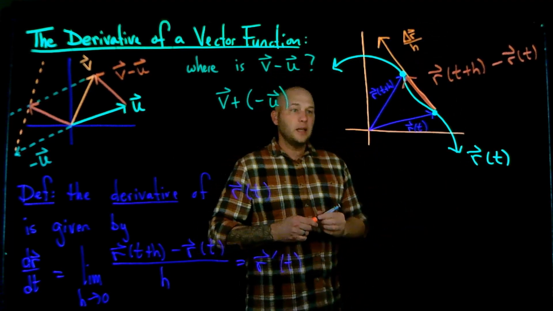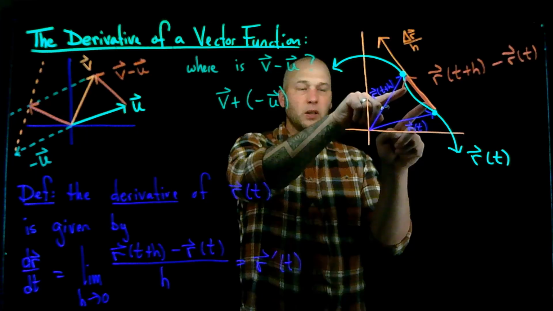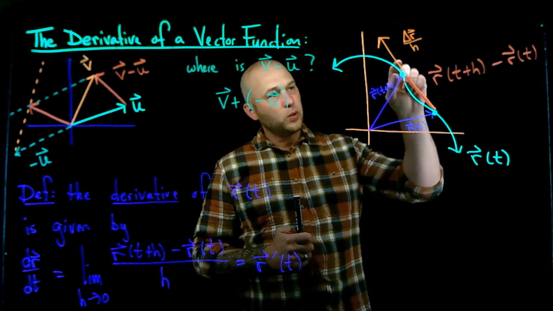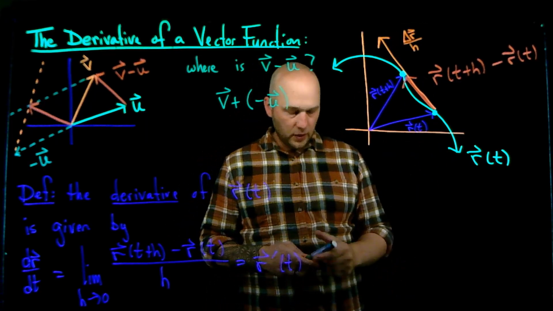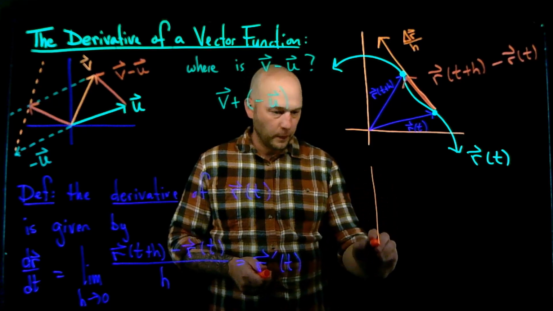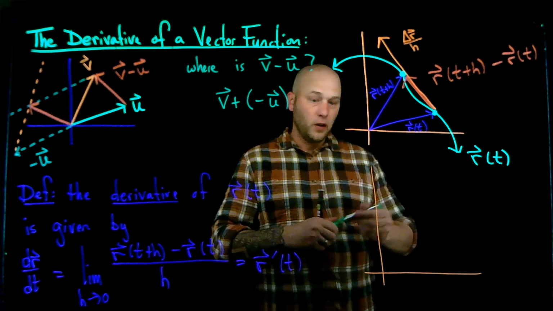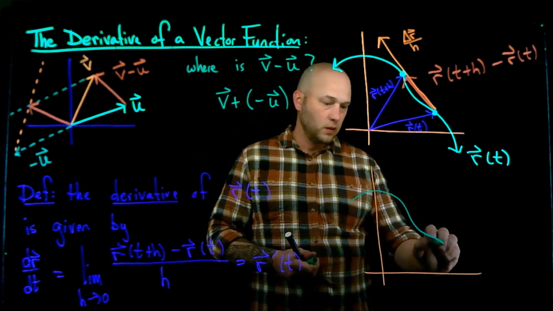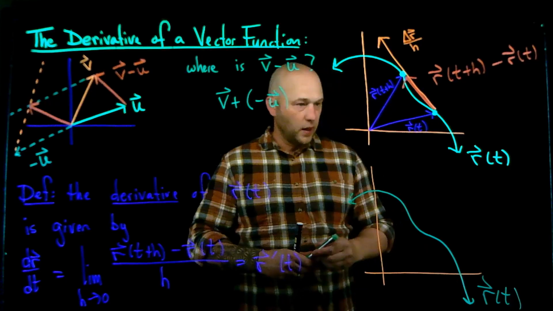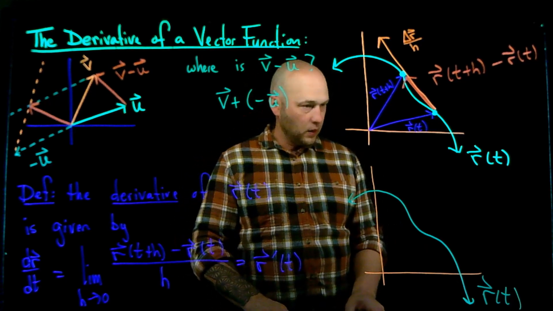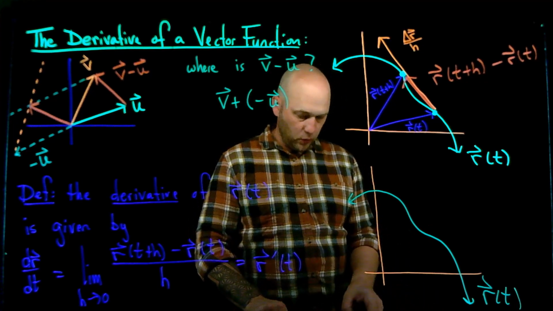Okay, and the idea is as h goes to 0, these two terminal points are going to get closer and closer together, and what's going to happen as h goes to 0, this orange vector here is going to be tangent to the curve. And so if I redraw it down here, I have that same sort of curve here for r of t. What's going to happen is, let's say this is my point right here. Let's try blue.